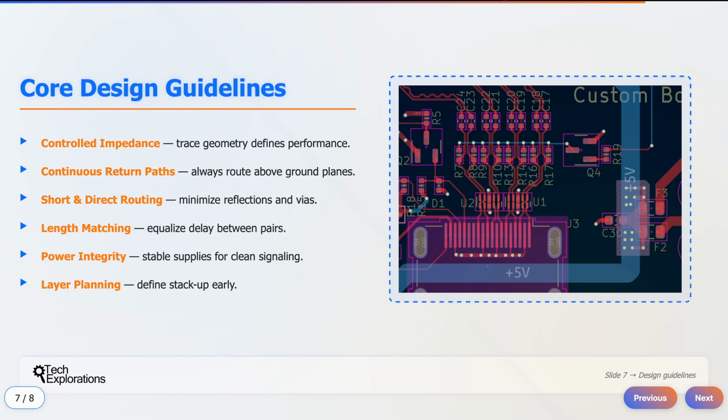To manage high-speed signals effectively, you should follow these principles. First, control impedance. Define trace widths, spacing, and dielectric. Second, continuous return paths. Route over solid ground planes. Third, choose short and direct routing. Avoid stubs, vias, and definitely 90-degree corners. Fourth, ensure length matching. Tune differential pairs and time-critical nets. Fifth, ensure power integrity. Use solid planes and local decoupling. And finally, sixth, do careful layer planning. Define your stack-up before routing.